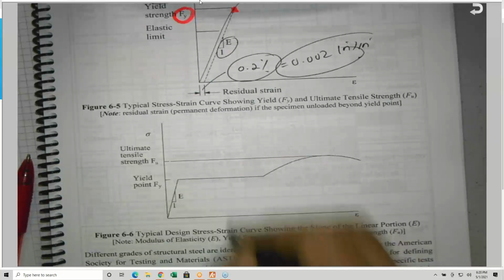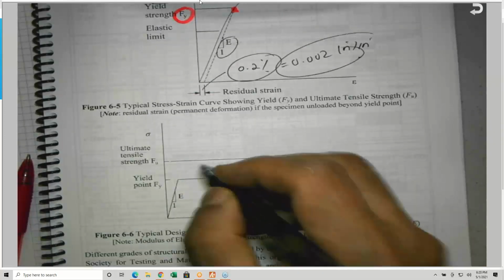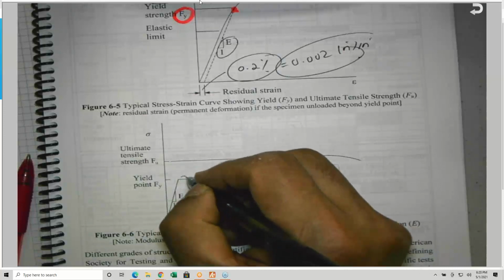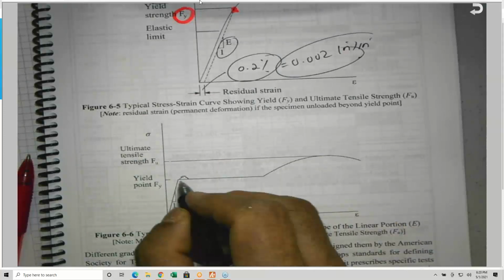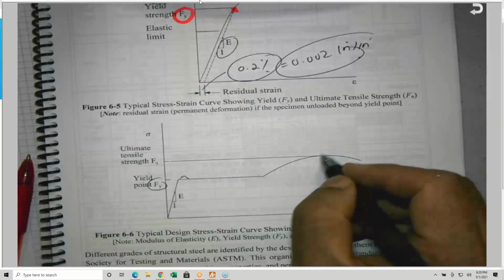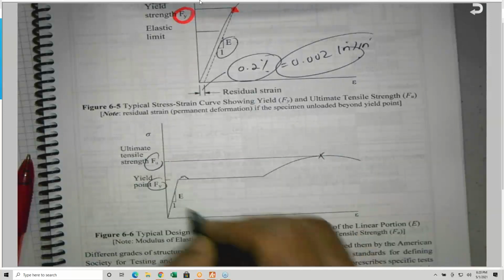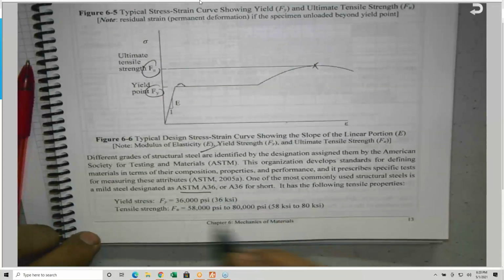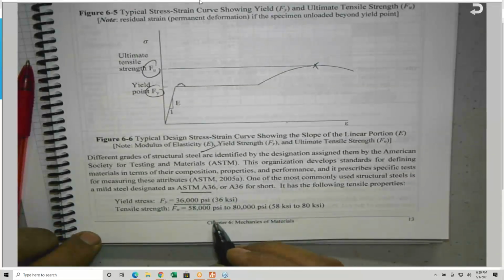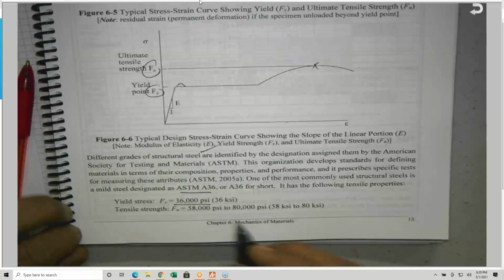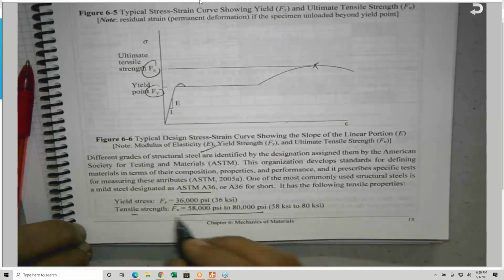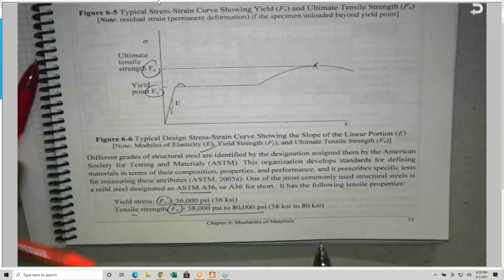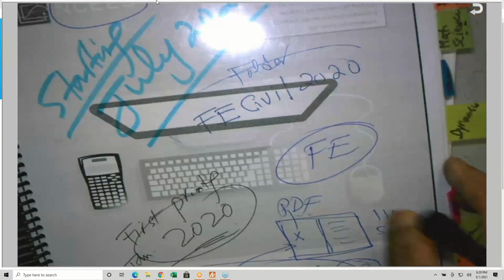Another stress-strain curve. This is the one we use for design, by the way, so we ignore this hump here. They decided to ignore it, and the F sub U and the F sub Y are the tabulated values. You'll find them in the steel manual. For example, A36 steel is 36 KSI, or 36,000, and then the F sub U, which is the tensile strength. We need these two numbers, by the way, when we come to the steel design section.